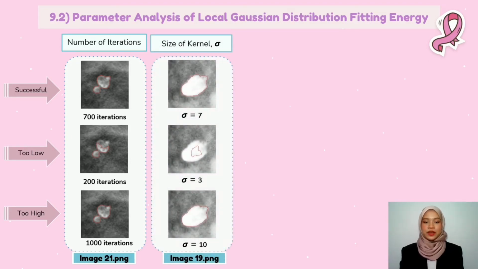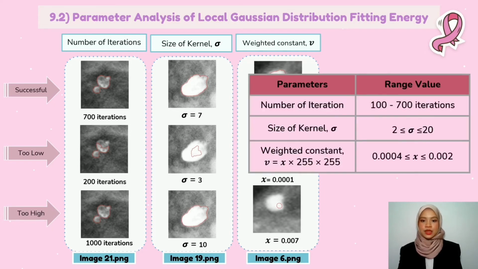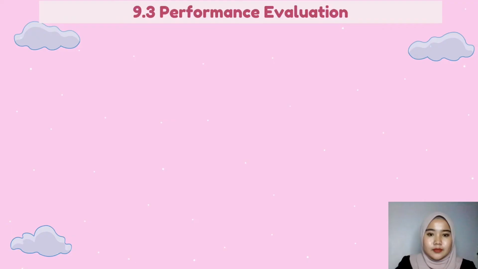Next, size of kernel. The optimal value for image 19.png is 7 since it has a large microcalcification. Besides, the optimal value of the weighted constant parameter v for image 6.png is 0.001. If the value is too low, the active contour will evolve over the entire image. However, if the value is too high, the active contour cannot evolve enough to segment the microcalcification in the mammogram image. This table shows the range of parameter values used in this study.